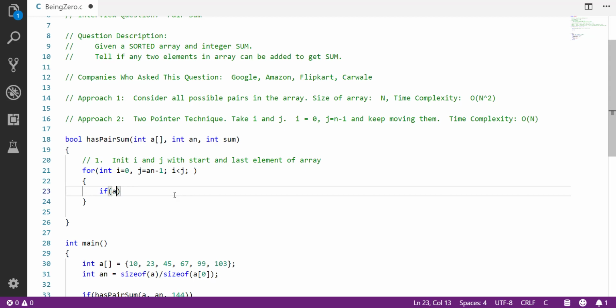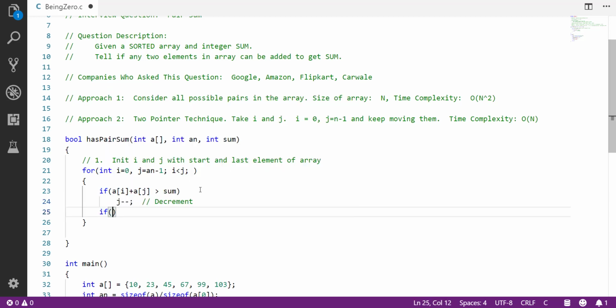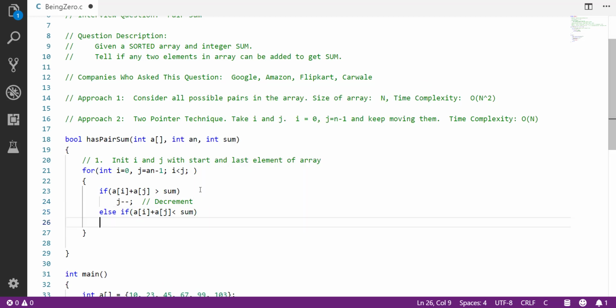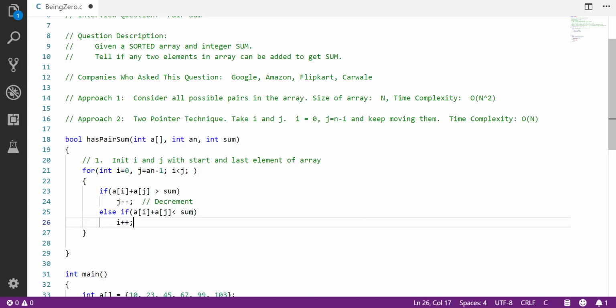So now we have put the condition. We say if a of i plus a of j, if these two values that we have are greater than the sum we are looking for, what do we do? We say j minus minus, so it is like decrement j. Else if a of i plus a of j is less than sum, so the value that we are getting right now is less than the sum we are looking for, we increment i, because incrementing i will increase it.